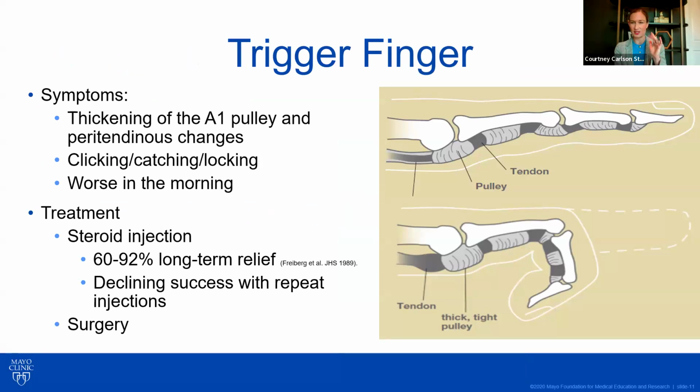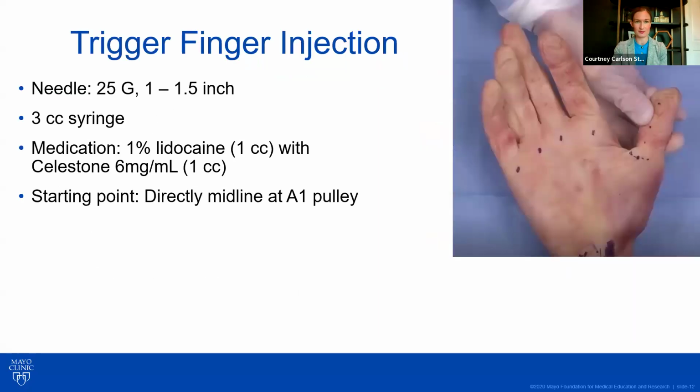in catching, clicking, or locking of the finger anytime the patient flexes their finger down. It's typically worse in the morning. And the mainstay of treatment for trigger fingers is oftentimes giving a steroid injection, with studies showing that 60 to 92% of patients will get long-term pain relief of their symptoms from a single injection. If you have to have recurring injections, that does have declining success, or if they have diabetes, it's less likely to cure it, but it can still be beneficial.